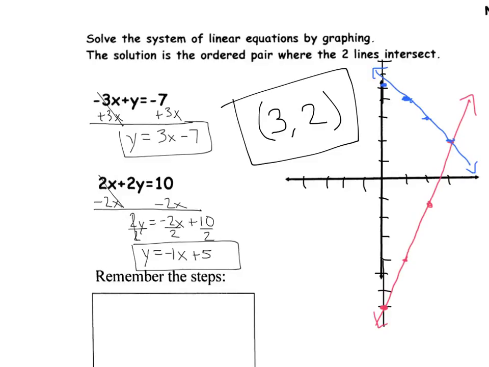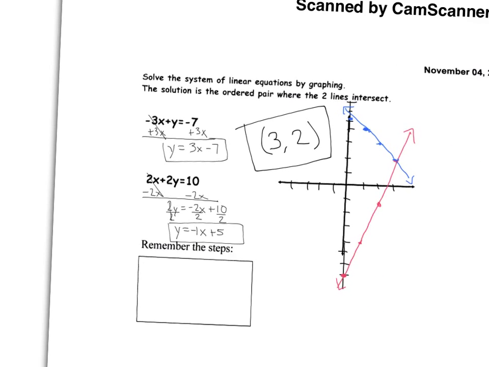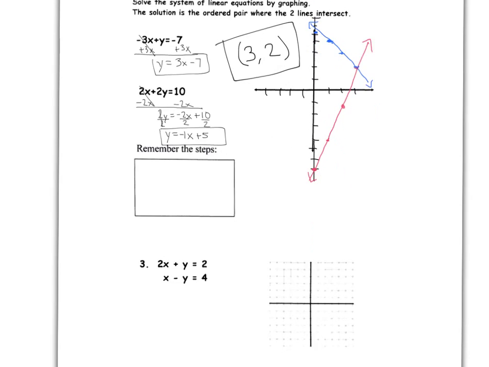And so sometimes you have to change them around like that. But what you're going to find out when we go further is that if the equations are given to you like this and not solved for y, you're probably not going to graph them anyway. But that's how you would do it. You need to get it in the y equals mx plus b form, and then you can graph both lines. Wherever they cross, that's your solution. That's it. So let's scroll down.